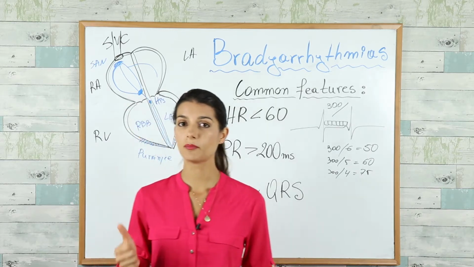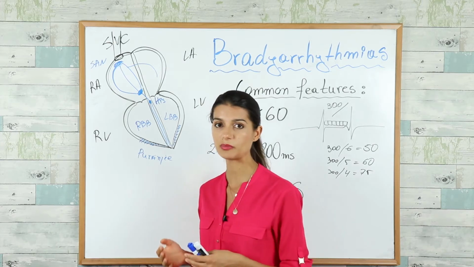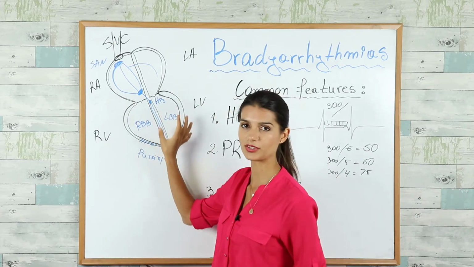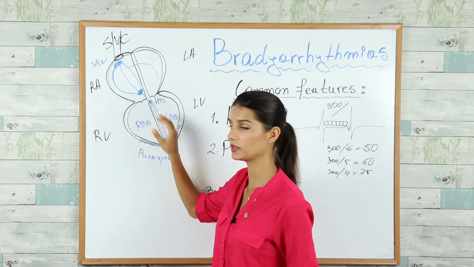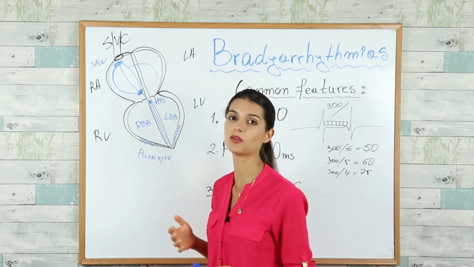Why? Because in Mobitz 2 and the third degree AV block, the block in the electrical impulse happens in the bundle of His or in the bundle branches here. So as the impulse travels slower to depolarize the ventricles, we're going to observe wide QRS on EKG.